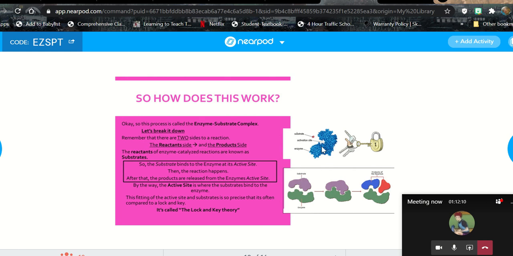All right, so if it's the wrong key, it won't unlock it. So if it's the wrong molecule, it won't get unlocked if it tries to bind to that enzyme. Okay, so that's the lock and key theory.